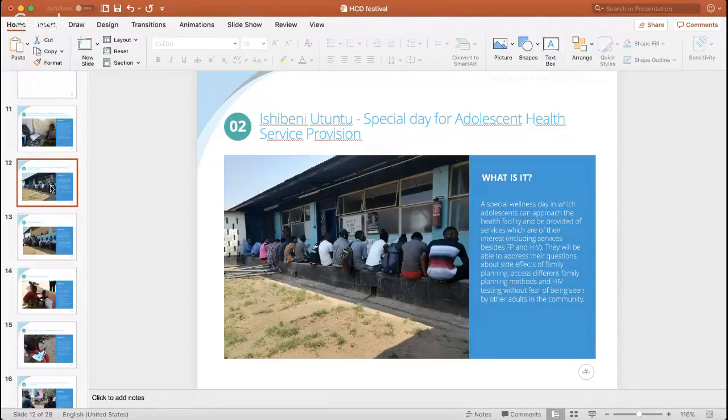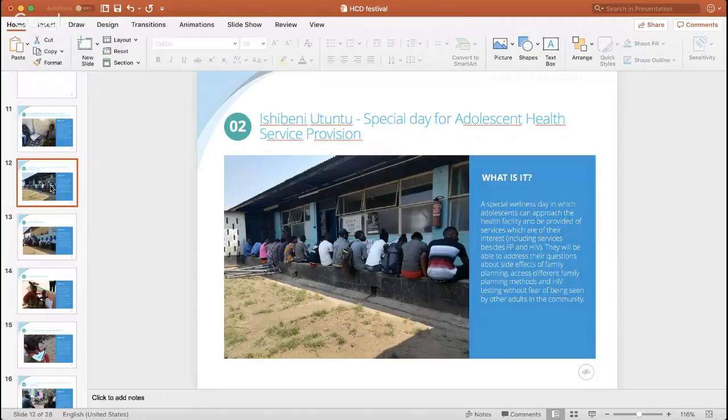Due to the success of this prototype in this first iteration, we decided to iterate it once again, and we made some changes in the way in which we prototyped this, based on the lessons learned from the first sprint. The second time we tested this, we decided not to do any posters or flyers, and we put all of our efforts into developing a very attractive ad, so that people could hear it once the car was going through the town, sharing the message about this special day for adolescents.